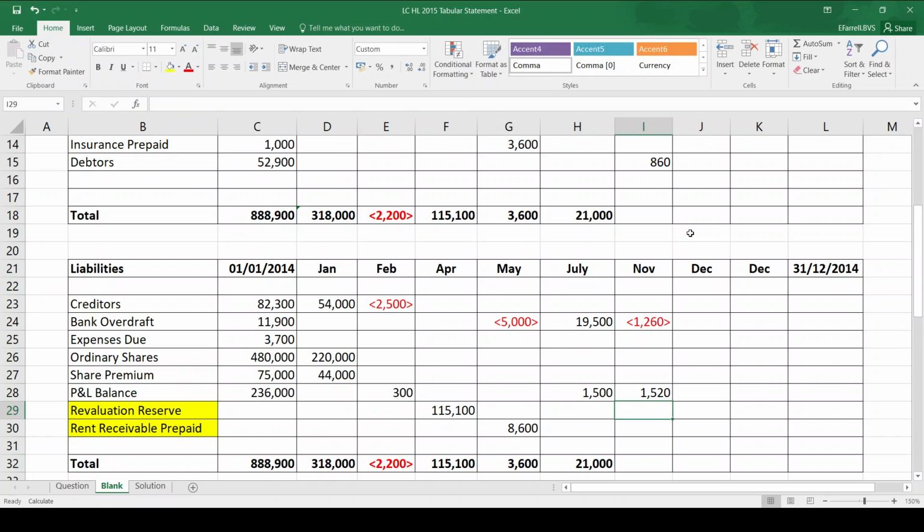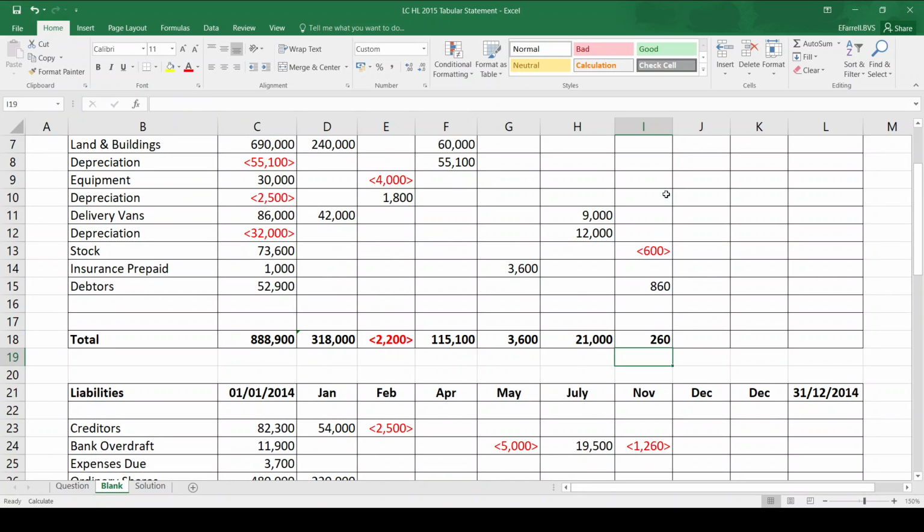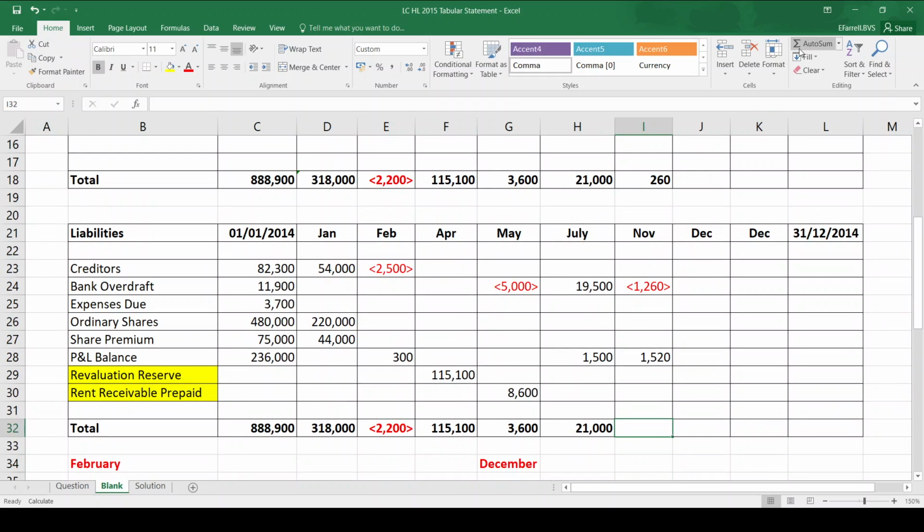So my profit and loss balance is going to go up by 1,520. So if I total the assets for November, they come to 260. And if I total the liabilities for November, they also come to 260.